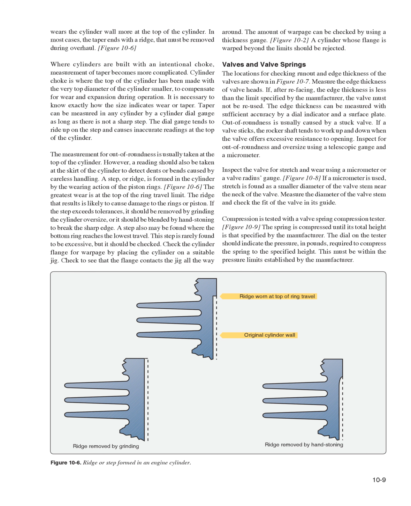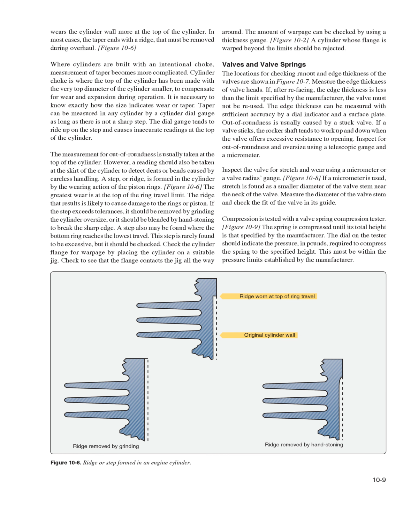Valves and valve springs. The locations for checking runout and edge thickness of the valves are shown in figure 10.7. Measure the edge thickness of valve heads. If, after refacing, the edge thickness is less than the limit specified by the manufacturer, the valve must not be reused. The edge thickness can be measured with sufficient accuracy by a dial indicator and a surface plate.